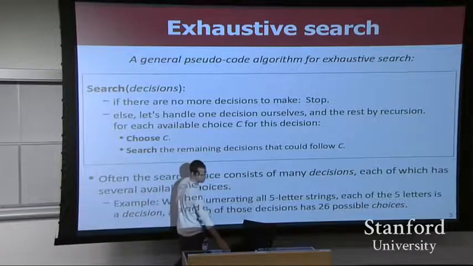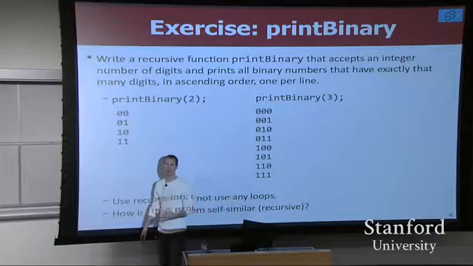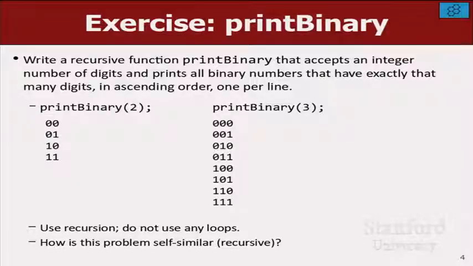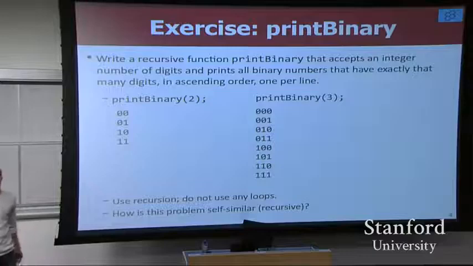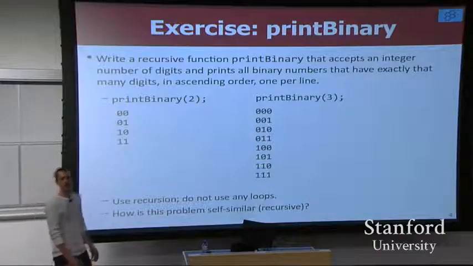Okay? So here's an example problem in this domain of exhaustively searching. I want to write a recursive function called printBinary. We did some stuff with binary before, I think. And I want to print recursively all the binary numbers of exactly that length: 2 characters, 3 characters, or 2 bits, 3 bits. Now, you might say, what?